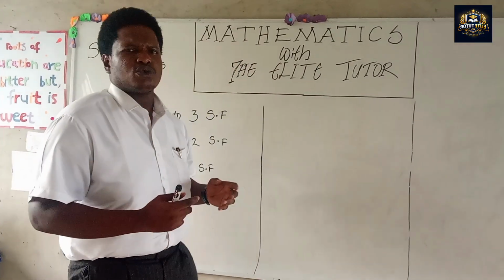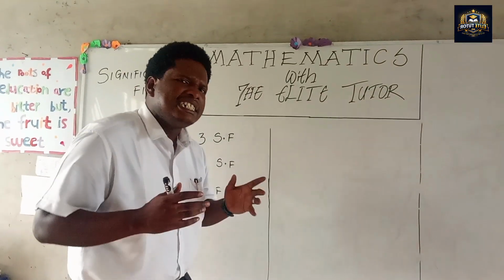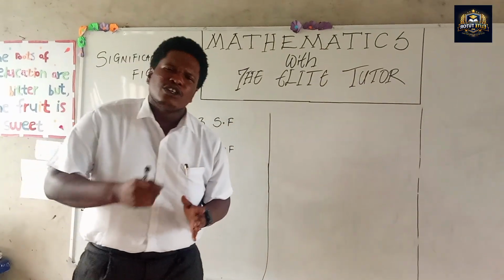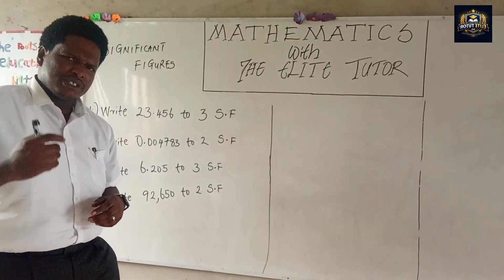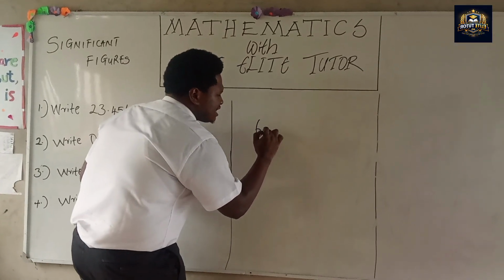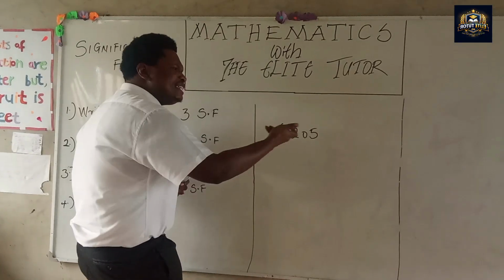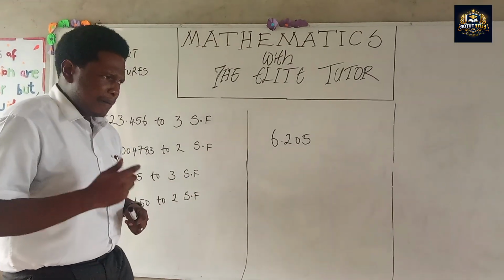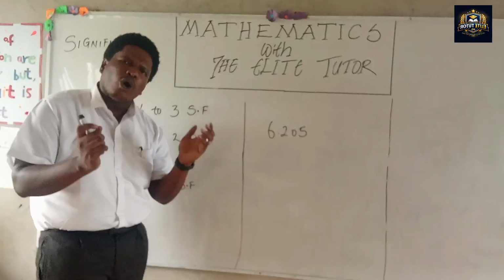When we say significant figures, we are simply talking about all non-zero digits. When we say significant figures, we're also talking about what? Zeros in non-zero digits. And I'm going to be explaining that. When we say zeros in non-zero digits, what do I mean? I'm simply saying if I have 6.205, this is a zero between non-zero digits. That's what I mean.